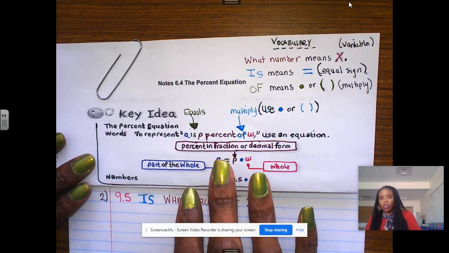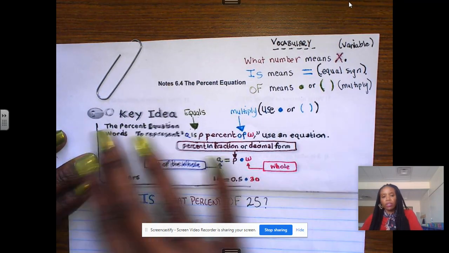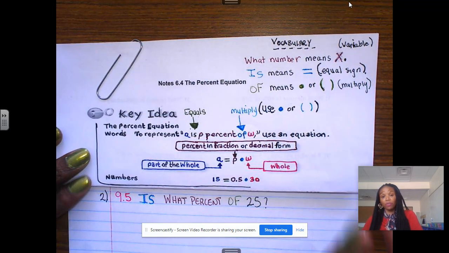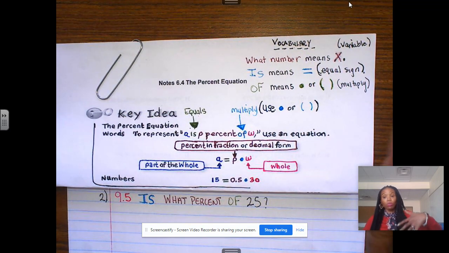Hello. So we are now today learning about the percent equation. The percent equation is just a different way to solve percents. Last week you learned about how to solve through proportions when you cross multiplied and then divided. Today is just a different way of solving the same type problem. Some people find the percent equation easier. Some people find the proportions easier.